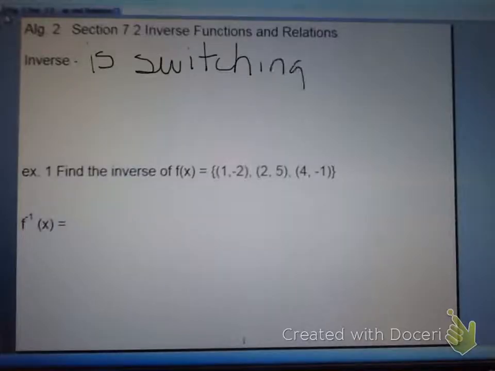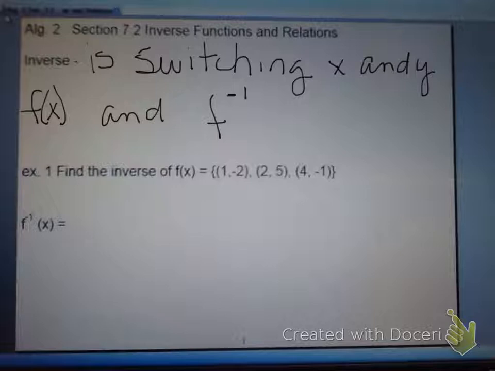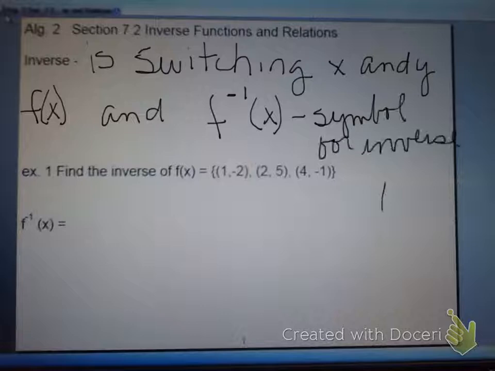Algebra 2, Section 5.2, Section 7.2, inverse functions and relations. The inverse is switching your x and your y. f of x stands for the function. f to the negative 1 power is an abbreviation for the inverse.